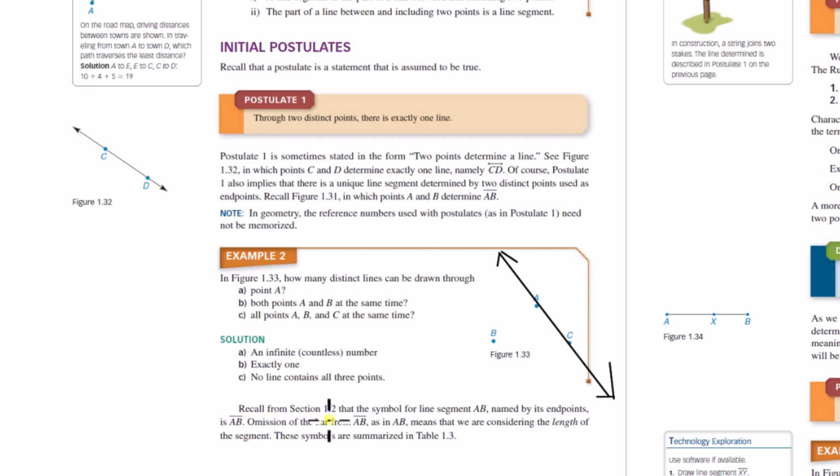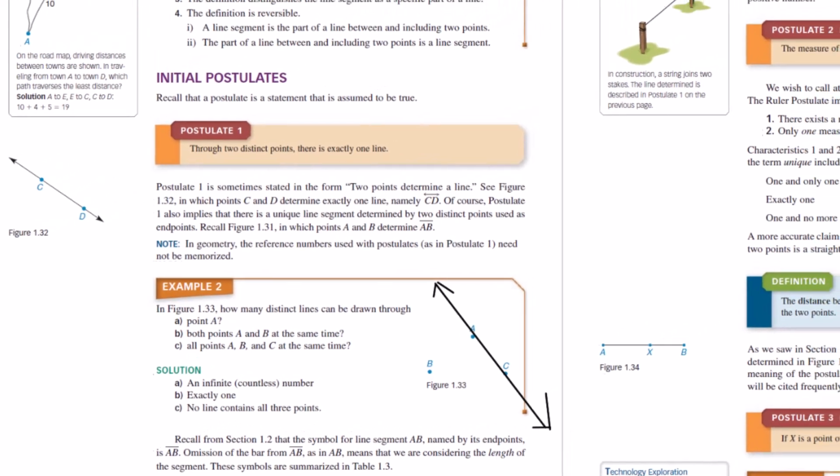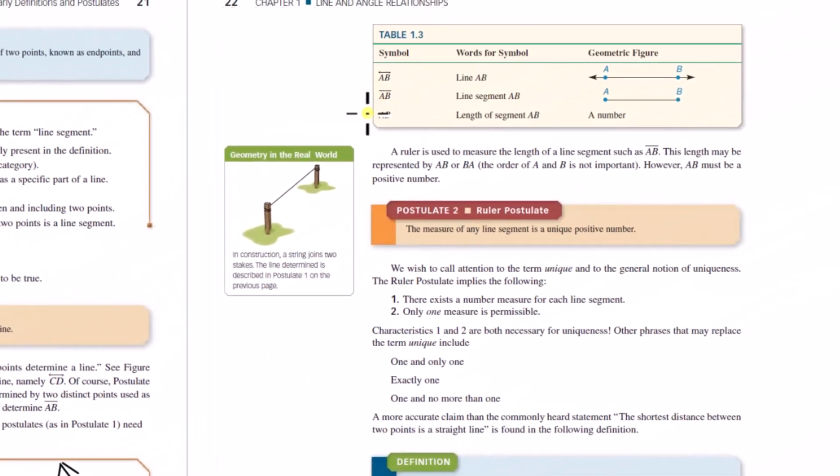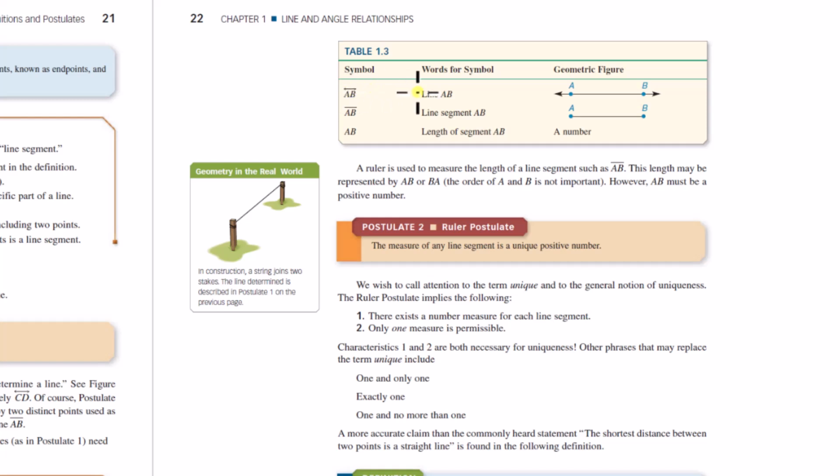All right, recall from section 1.2 that the symbol for line segment AB, named by its endpoints, is segment AB. Omission of the bar means length of the segment. The symbols are summarized in table 1.3. So you had a line with the 2 arrows indicating it extended infinitely in all directions. Omit the arrows, now you have a line segment. That's like a figure. And now omit the bar itself, and that represents a number.